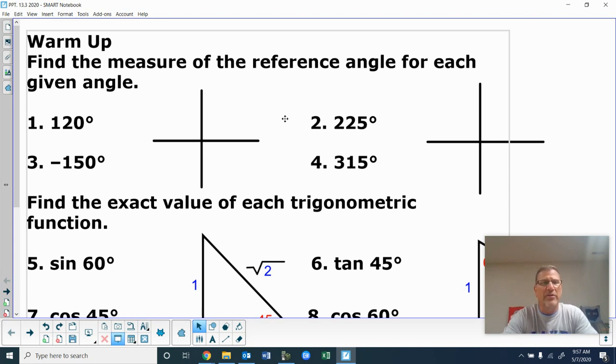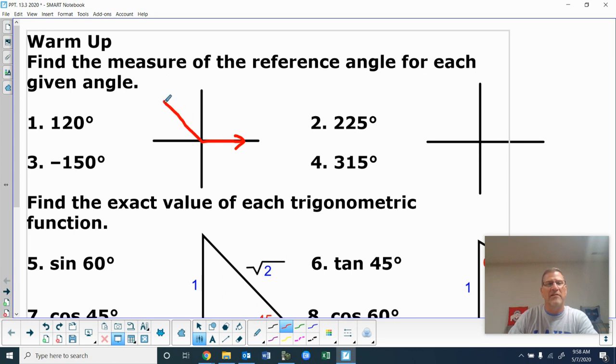Just a quick warm up here. In section 13.1 and 2, we did finding the measure of reference angles for each given angle. If I were to draw that 120 degree angle in standard form, remember we'd always start our initial side right on the x-axis. So there's one side of our angle. And then we would rotate counterclockwise this way. That's the positive till we got to 120. Remember, straight up's 90, straight across is 180. So it's somewhere in between there.